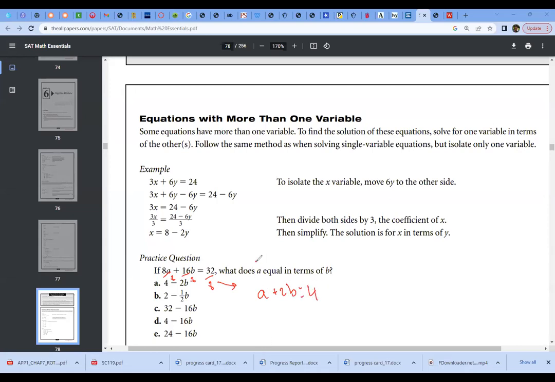So we need A equal in terms of B. So we need A on one side and the other term on the other side. So we're going to do negative 2B, negative 2B. So it's going to cancel out. And the answer here is going to be 4 minus 2B. Which one is 4 minus 2B? E, no. D, no. It's going to be A. You got it?